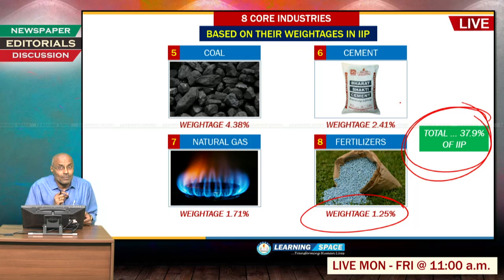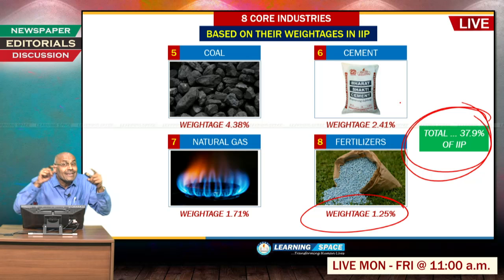So, the indices are released every month for the index of industrial production, or IIP, which is released by the Central Statistics Office, as well as the progress of these 8 core industries, which are very important. These 8 core industries are released by the Office of the Economic Advisor. So, please don't forget these things, and these 8 core industries constitute 38% of IIP.